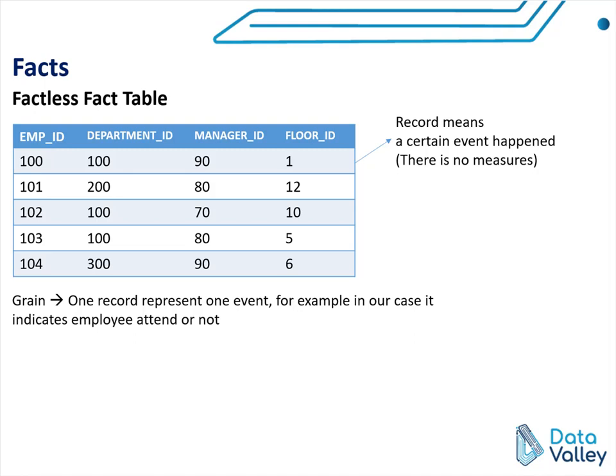As we mentioned before, in any fact table, we could have some columns representing dimensions, some columns representing measures, but in this kind of fact table, we don't have measures. You can consider these types of fact table as a registry, just to record that a certain event happened. So we don't need measures. It is just like a registry for some events.